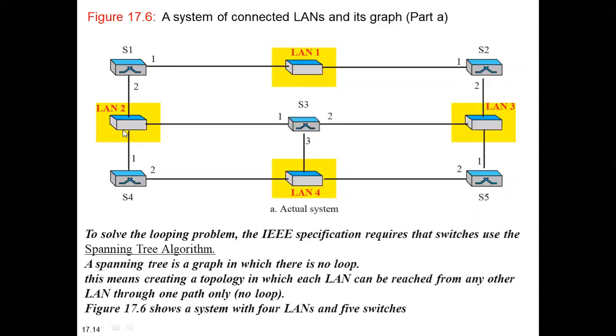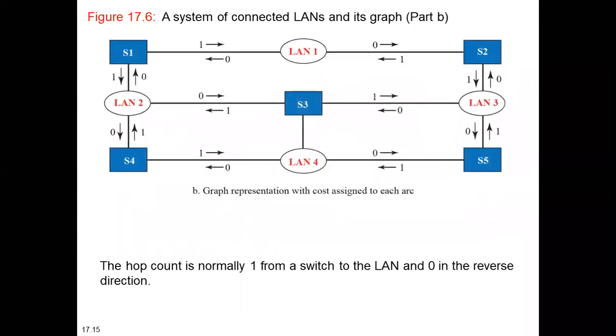Fine. I'll just explain the architecture again. 4 LANs, which are connected to 5 different switches, right? Now for this, we are drawing the graph, that is the graph representation. Same thing: LAN 1, LAN 2, LAN 3, LAN 4, which are connected to the switches. Same configuration, a continuation of the previous one. This is a graphical representation: S1, S2, S3, S4, S5.